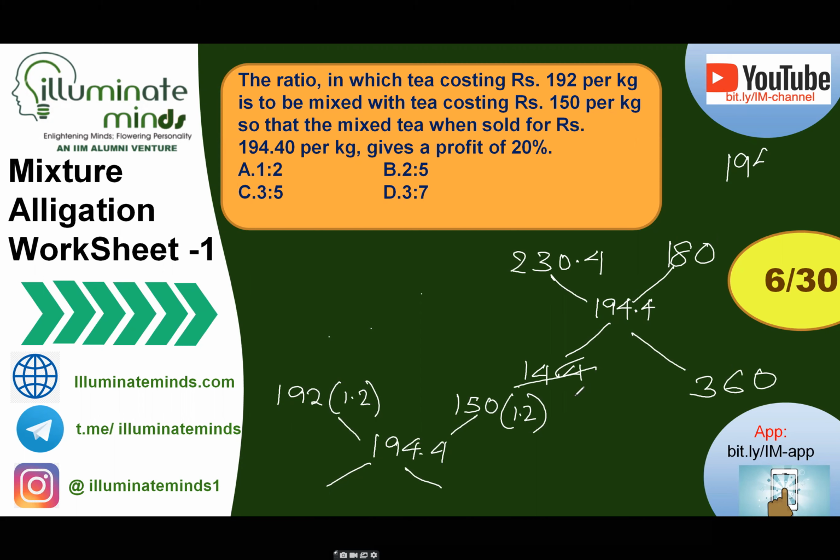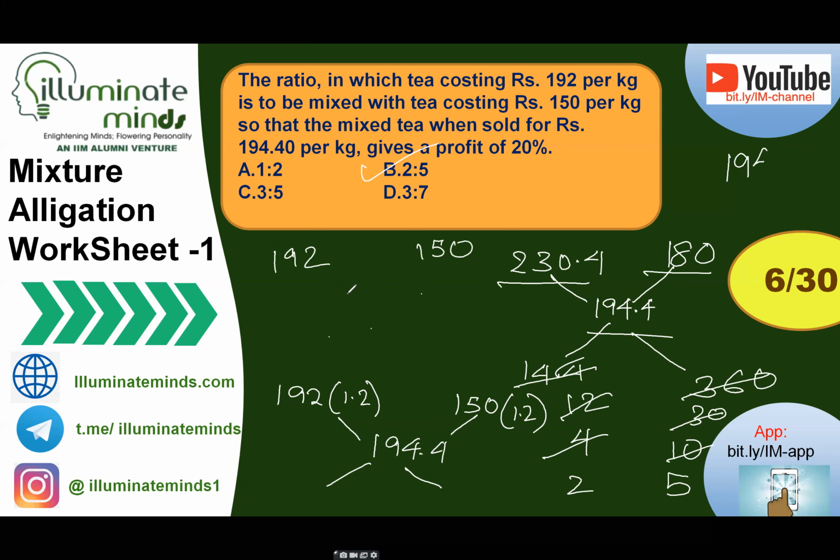Now what? So let's take this. 12 12s are and 12 30s are, 3 fours are and 3 tens are, 2 and 5. So these have been mixed in the ratio of 2:5. I hope this is okay, guys. So what I did was selling price equivalent, selling price equivalent, and selling price equivalent. Or I could have done cost price equivalent. In that case, I would have taken 192, 150, 194.4 divided by 1.2, and done the allegation between these three. I hope it's okay, guys.